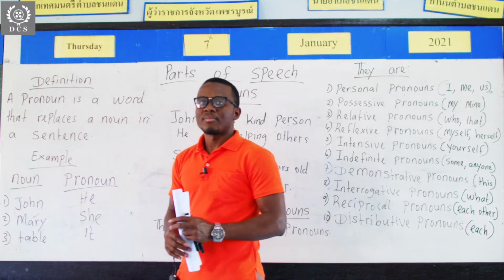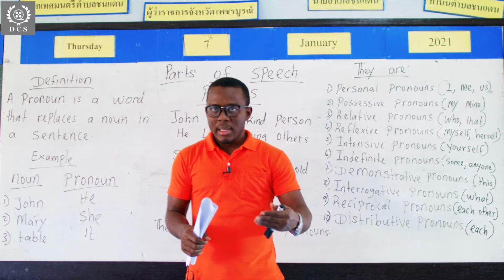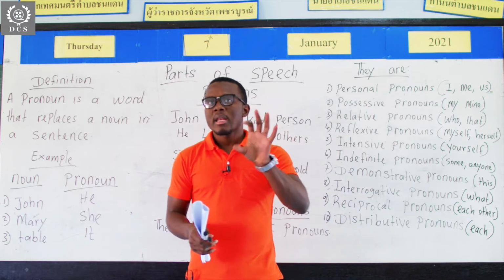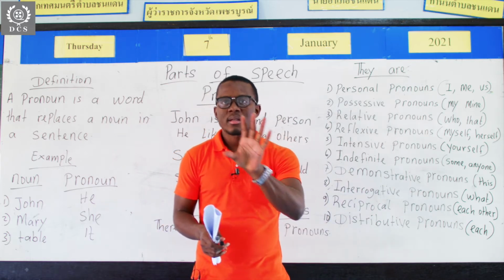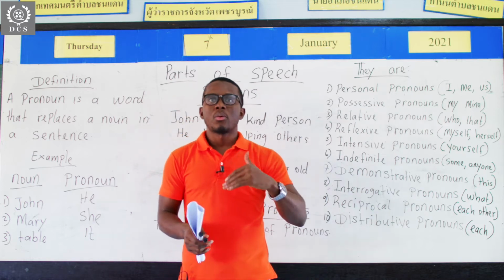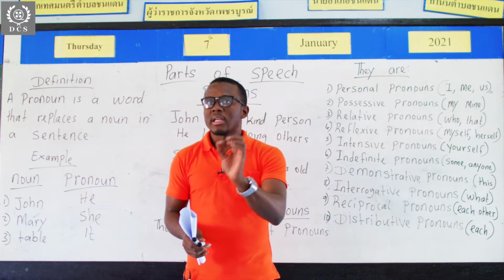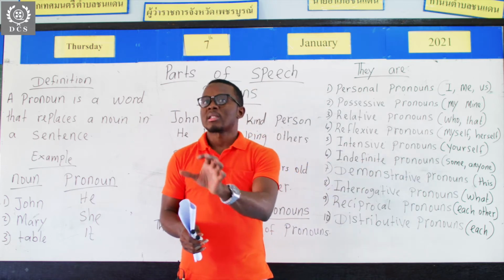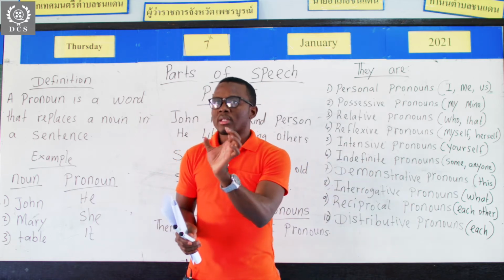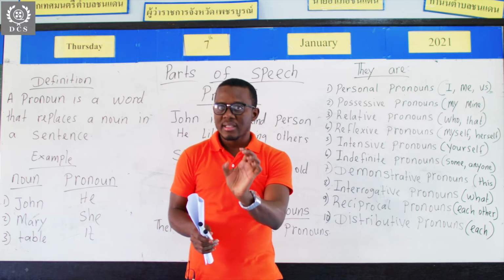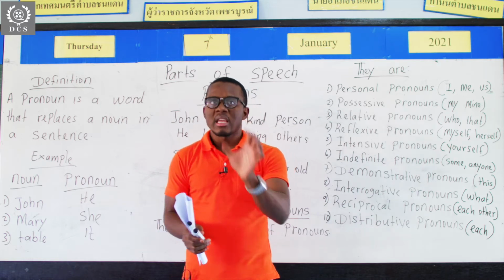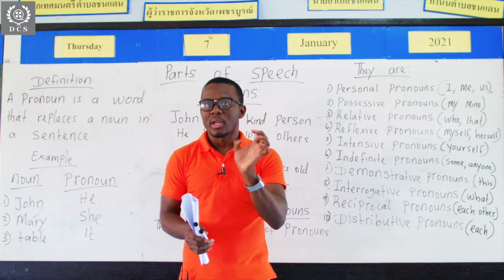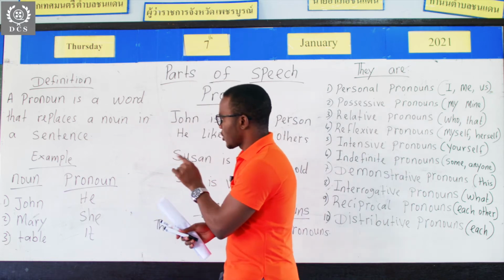Okay, so let me explain again. In a sentence, there is a noun. For example, John. John is a noun. John is going to school. John is a noun. So a pronoun is a word that is going to replace John in that sentence. Okay, so let's look at some examples here.